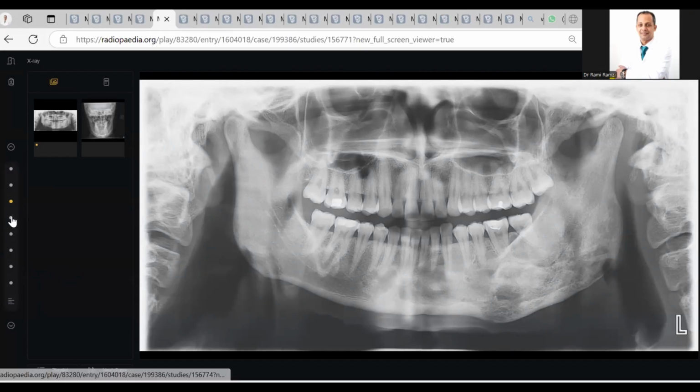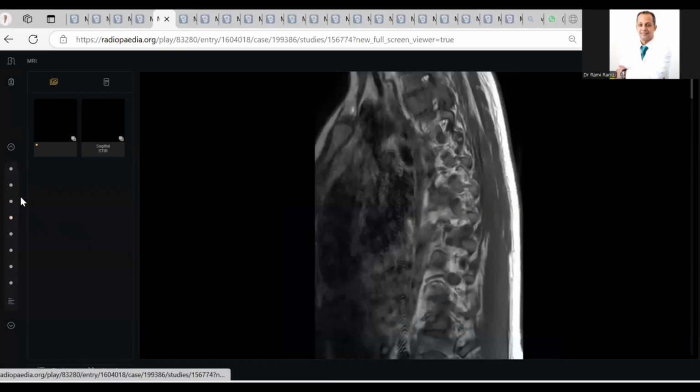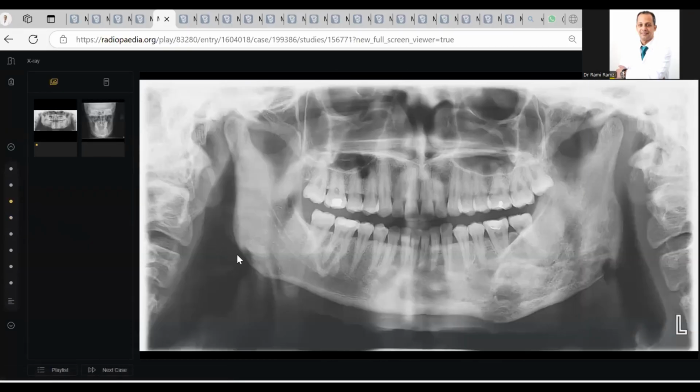The cortex is not eroded. What is this appearance named? Expansion of the mandible and the texture of it. There's expansion of the mandible and the texture of it. This is not the course.